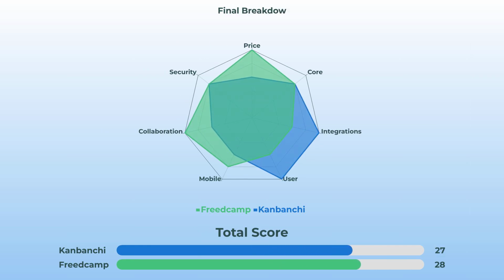Let's do a quick side-by-side. Here's a radar chart so you can see visually where each tool spikes in strengths. Price and collaboration is Freecamp's territory, but look at integrations and ease of use. Kanbanchi is killing it there. It's all about your priorities.